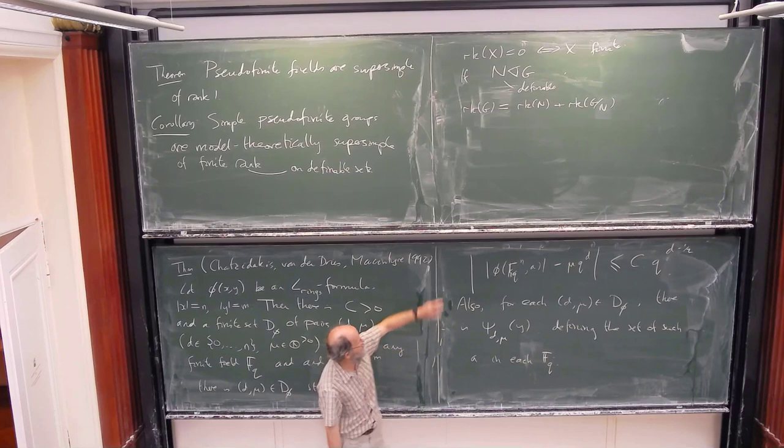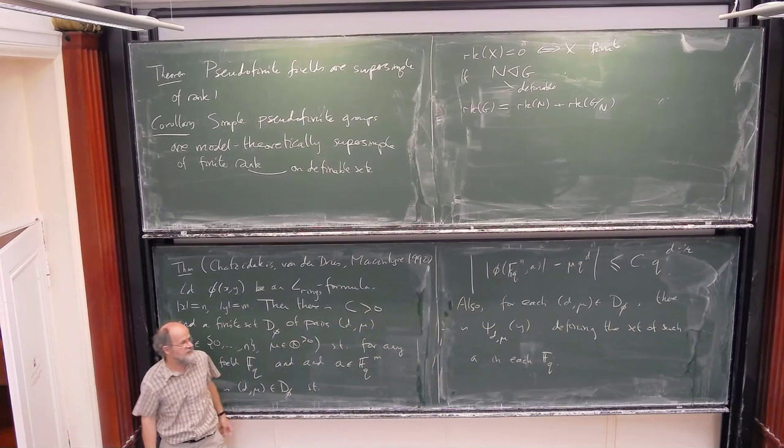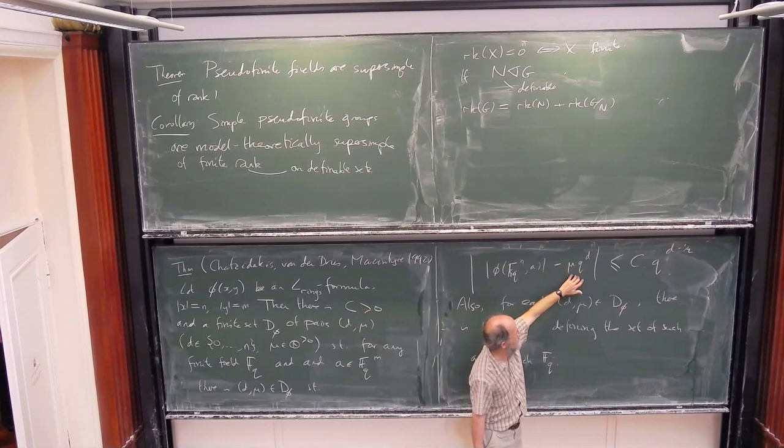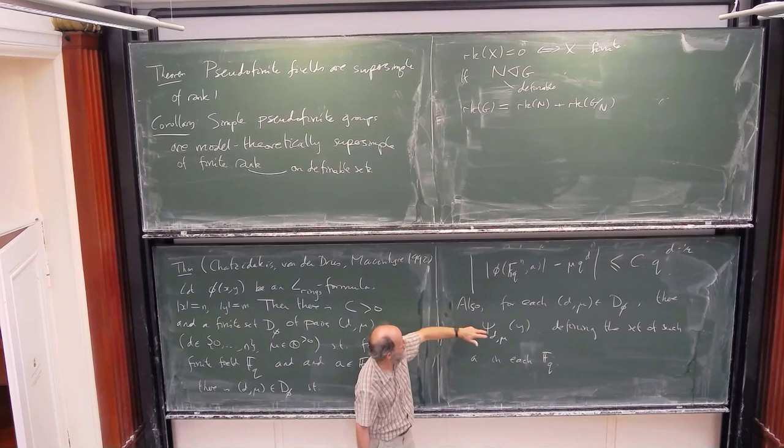So it's saying you're working across all finite fields, you're just fixing the formula phi, and you get finitely many pairs d mu, and any definable set, whatever the parameter, would have size roughly mu q to the d for one of those pairs, with this error term. And then this formula tells you which d mu is applicable.